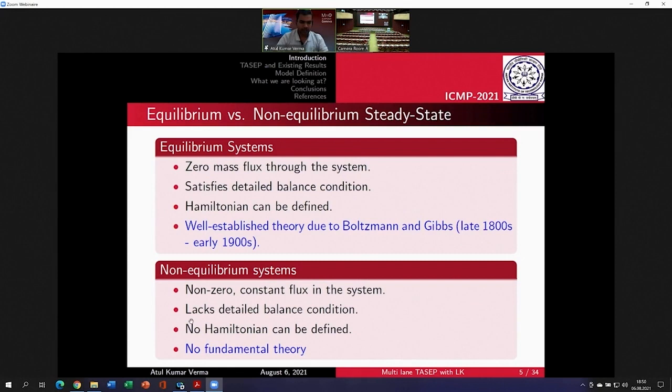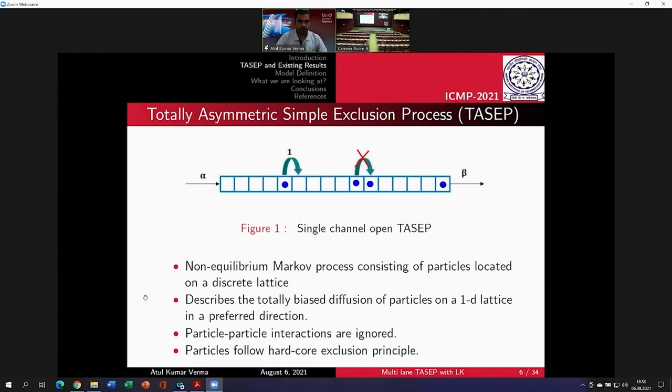But there is no fundamental theory, or no particular model actually, to analyze non-equilibrium systems. So my talk today is based upon non-equilibrium systems. Since it is not possible to understand all aspects of non-equilibrium systems, we will focus particularly on non-equilibrium steady state cases. So I will be talking about the totally asymmetric simple exclusion process. This is a non-equilibrium model which is used to analyze the steady state properties of non-equilibrium systems.